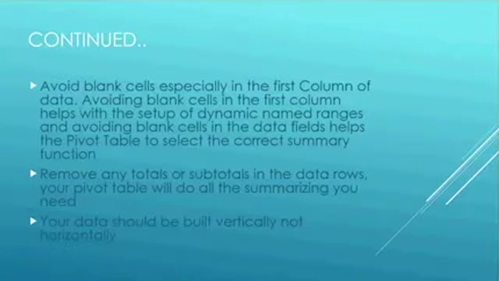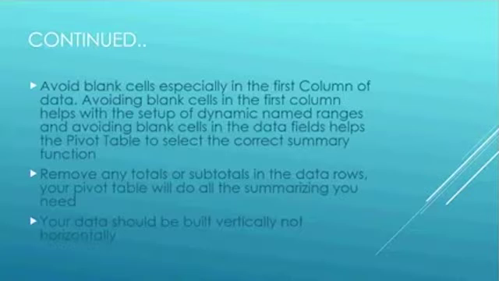Avoiding blank cells, as it says right here, in the first column helps with the setup of the dynamic named ranges, and avoiding blank cells in the data fields helps the pivot table to select the correct summary function. When it goes in and names your named ranges, they end at the first blank, and that's why there's a problem with blanks.